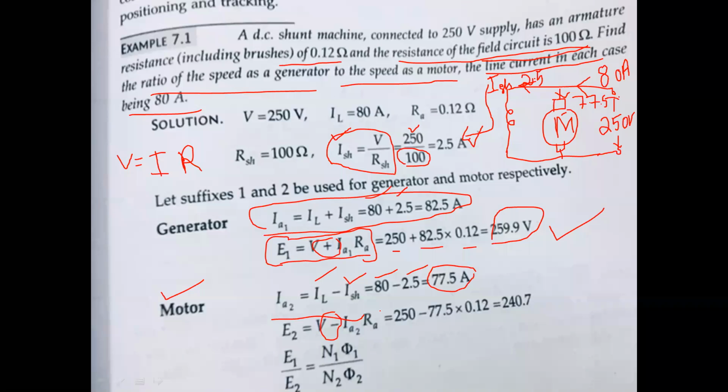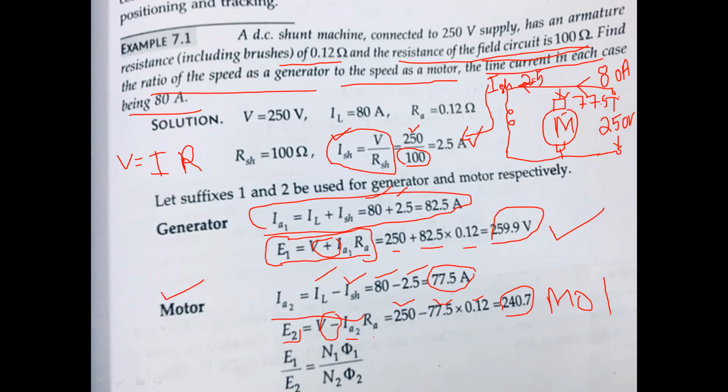For the second case, the generator EMF or back EMF is E2 equals V minus Ia2 Ra, because only the armature current changes. Voltage and resistance are the same. So 250 minus Ia2, whose value is 77.5, times the resistance gives 240 volts, the generated EMF or back EMF of the motor. This is for the motor, and the earlier one is for the generator.